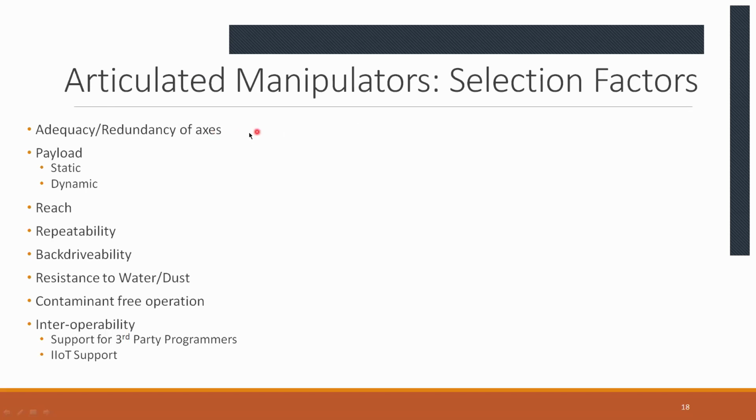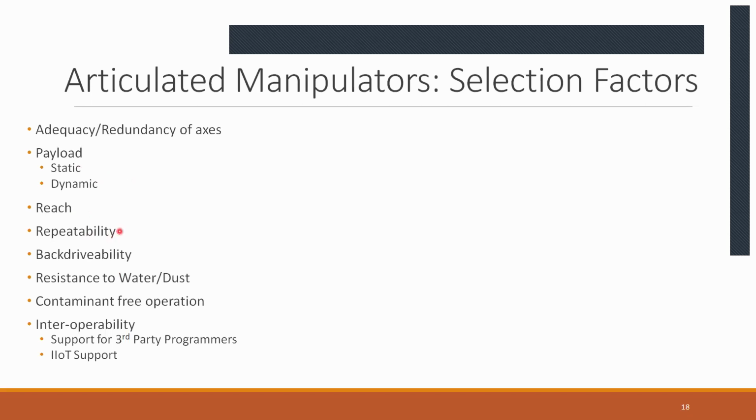Because if we can achieve the application with the robot with a lesser amount of axes, then of course it's going to be less expensive and cheaper. And then we need to figure out what the payload is. The static payload means the maximum weight it needs to lift, and the dynamic payload is the maximum weight combined with the maximum acceleration. The reach is how far the robot will be able to reach, or how big the working envelope of the robot is.